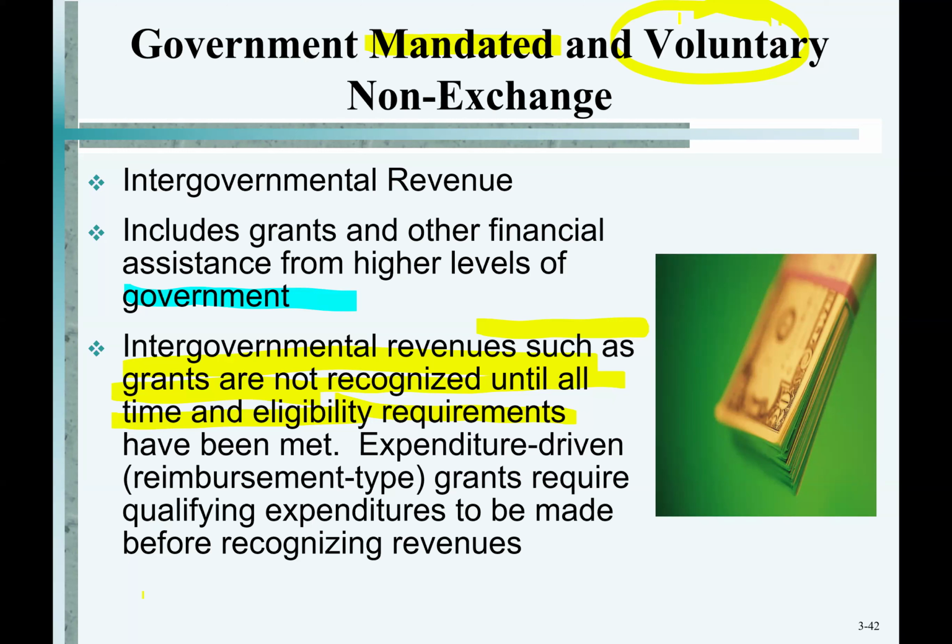So again, if you have a reimbursement situation that I just kind of outlined there, then yeah, I could see eligibility being relevant for a mandated. Voluntary, yeah, then we get into eligibility quite a bit more. And I'm going to give you an example through a problem of how we might navigate through eligibility and time in the case of a voluntary non-exchange.